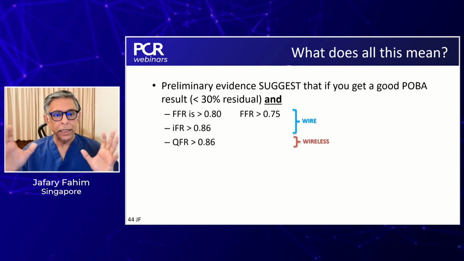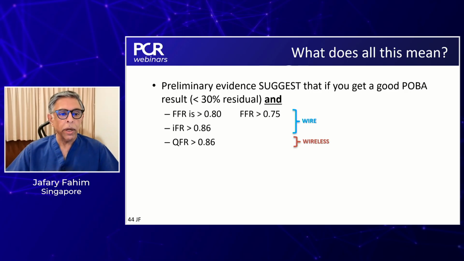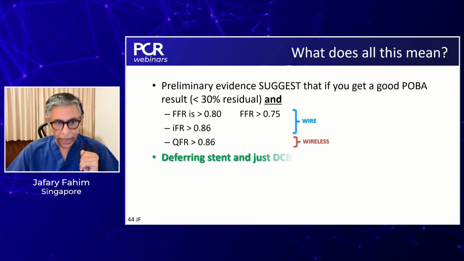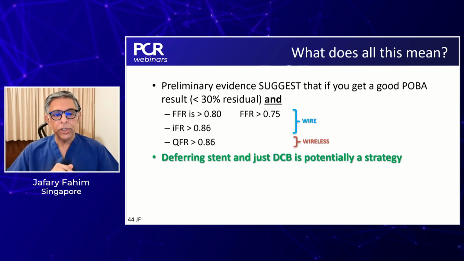So what does all this mean? Let's put it all together. What I would say is that the preliminary evidence, not randomized trials, suggests that if you get a good POBA result, defined as less than 30 to 40% residual, and you get a good physiological result, which you can define as an FFR of more than 0.8 or more than 0.75, or an iFR more than 0.86 using wire-based technology, or a QFR of more than 0.86 using wireless technology, you can potentially leave the stent behind and just do DCB. It is potentially a reasonably good strategy, at least based on the current evidence.